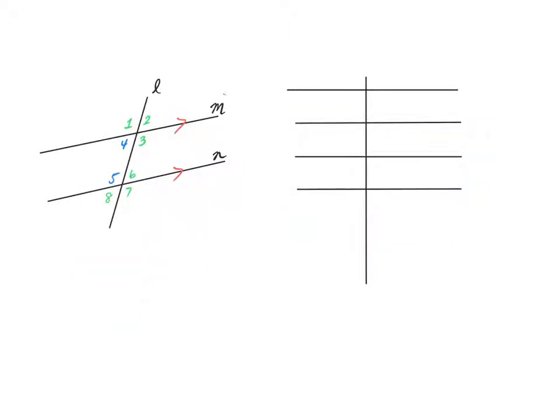Already on this one, again, we're given that M and N are parallel. So M is parallel to N because I said so. Well, because the figure said so. And now, what do we know? Again, like all the others, we know that 4 and 8 are congruent because of the corresponding angles postulate.